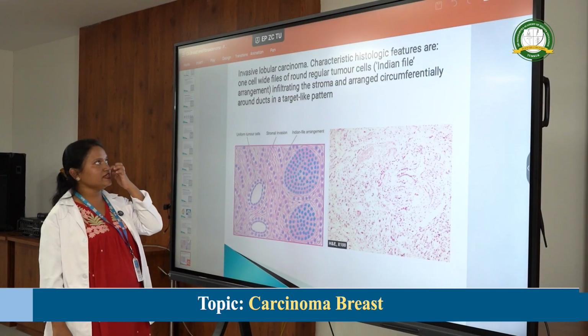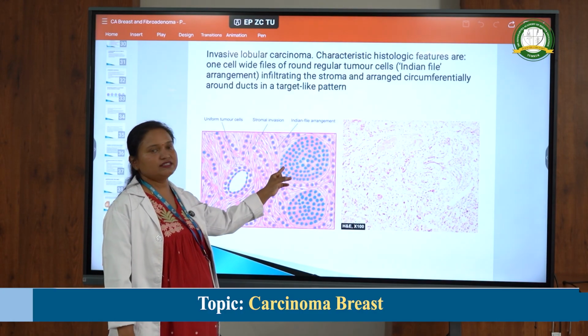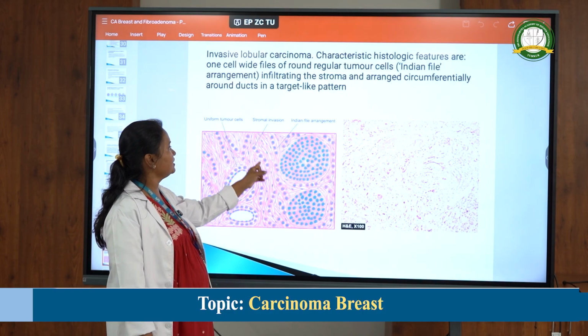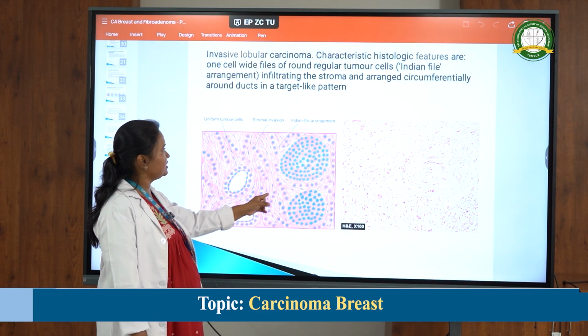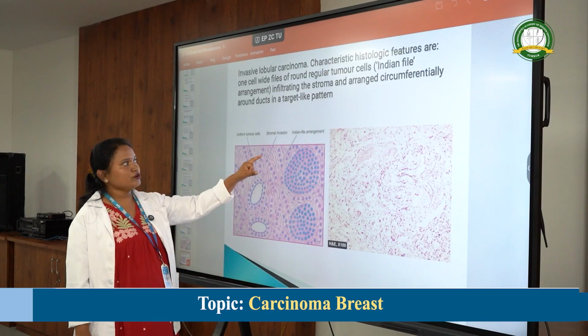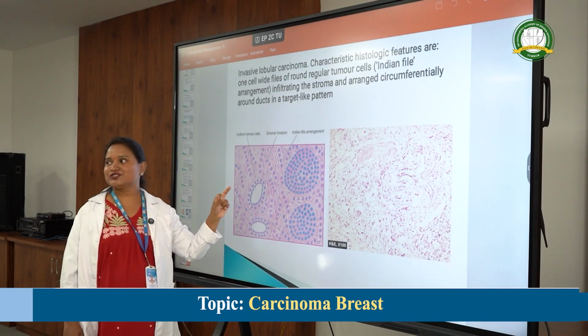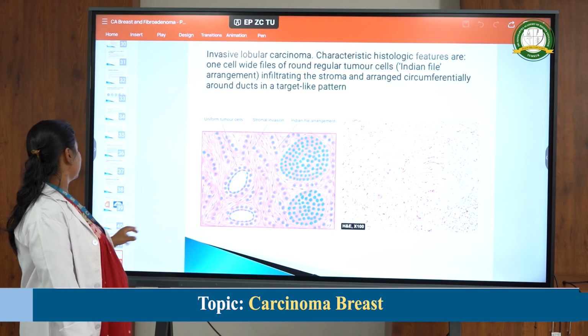So this is invasive lobular carcinoma. See, I told you about the Indian file pattern. So this is the Indian file pattern. The tumor cells are arranged in single lines, lined up here. This is called the Indian file pattern, and you are also seeing these tumor cells within the stroma. So this is invasive lobular carcinoma.